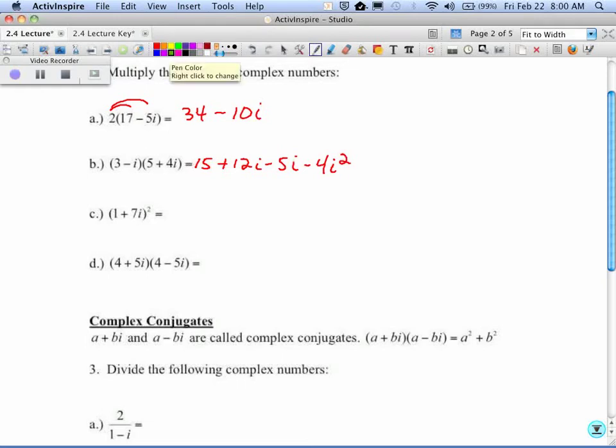Now what are you going to do? You put the -4i squared. Well, these are like terms, so we'll put those together. What else do we have to do? If you go back to the definition I circled, square root of -1 is going to be i. So i squared is -1. So under this i squared, I'm also going to write -1.